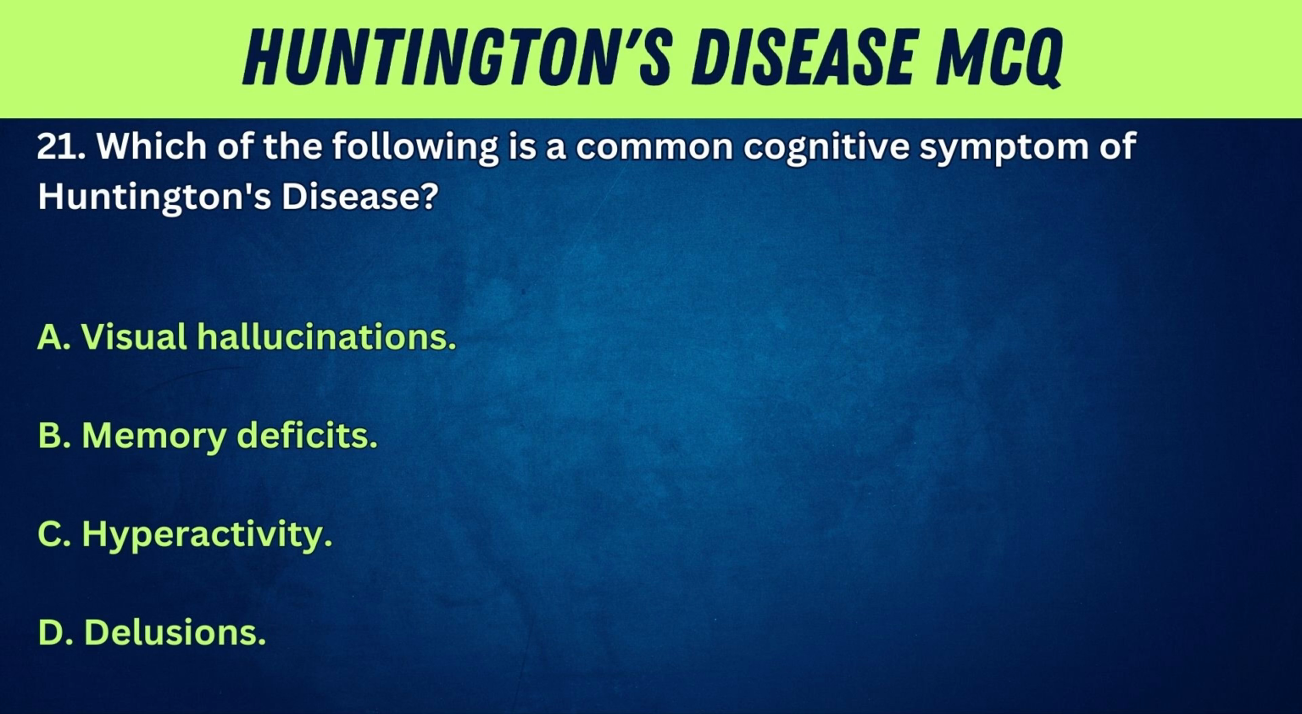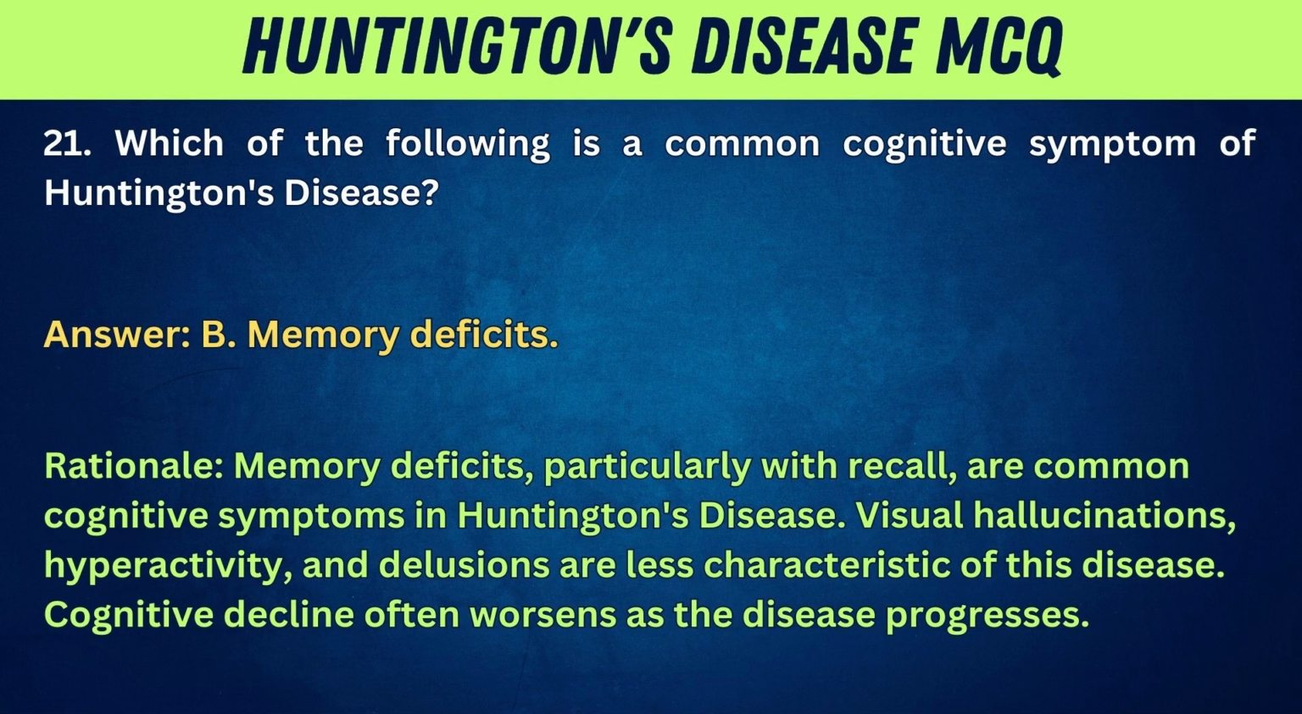21. Which of the following is a common cognitive symptom of Huntington's disease? A. Visual hallucinations. B. Memory deficits. C. Hyperactivity. D. Delusions. Answer: B. Memory deficits.